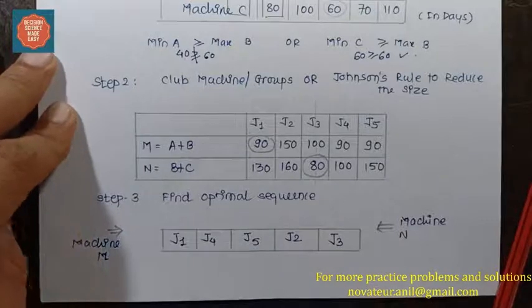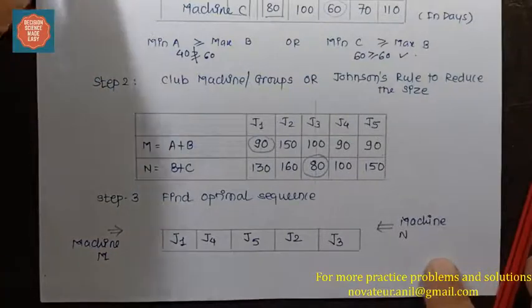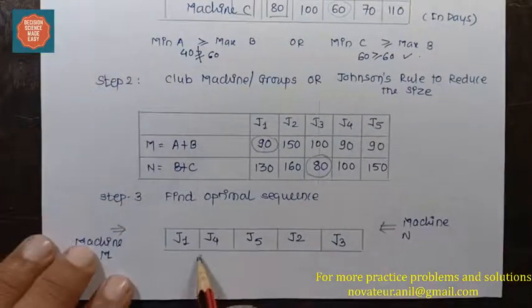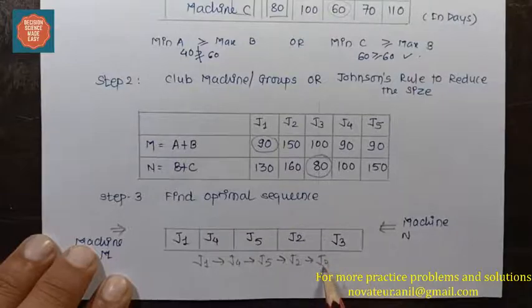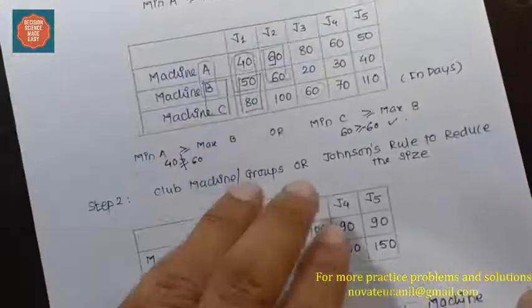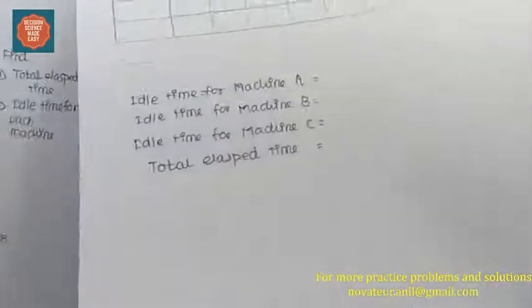So now I have the sequence in which we need to process the jobs. This is J1, followed by J4, followed by J5, followed by J2, and followed by J3. Okay, now I am going to prepare the in and out table for this given sequence.